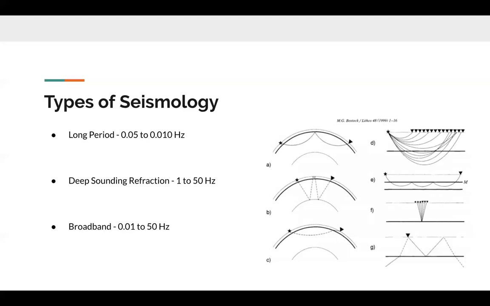The next type is known as broadband. It is newer and able to collect waves ranging from 0.01 Hertz to 50 Hertz. This allows the receiver to record more waves and permits the analysis of a variety of seismic phases. This type rests between the other two types of studies mentioned. The figure to the right-hand side of the screen shows different ray paths in seismic surveys, where the stars are sources and the triangles are receivers.